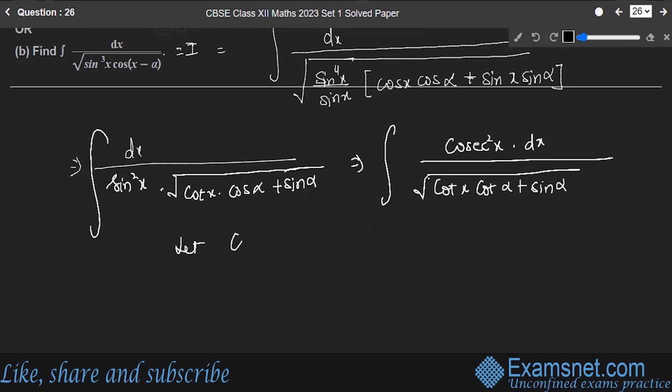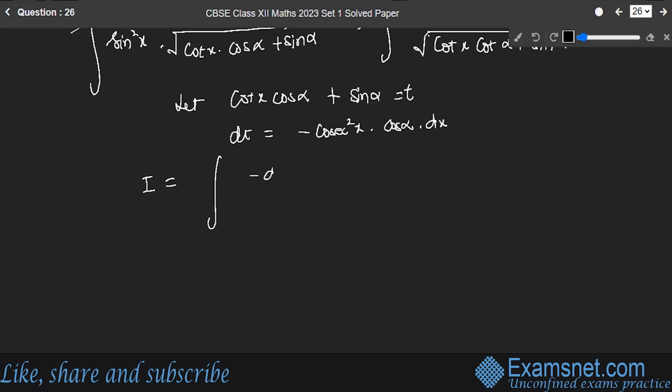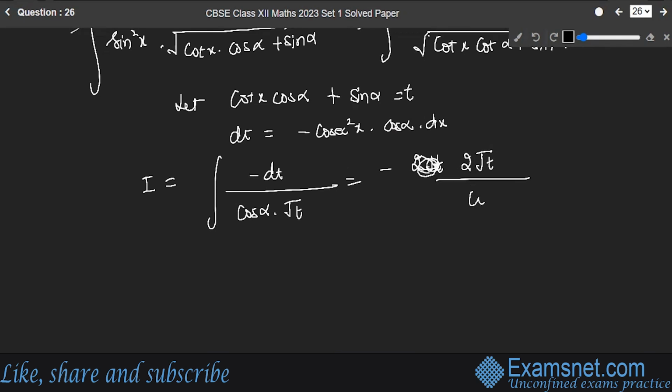Now I'll say let cot x cos alpha plus sine alpha is equal to t. Let's find the derivative. So dt can be written as minus cosecant square x into cos alpha into dx. So the integral now will become minus of dt upon root of cos alpha into root of t. That is equal to minus 2 root t upon cos alpha plus the constant c. I have opened the integral.